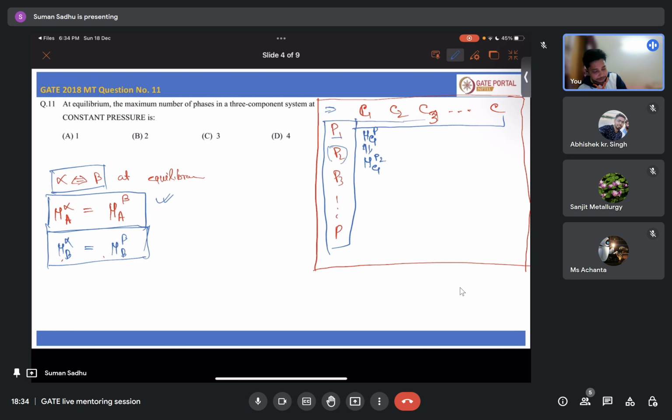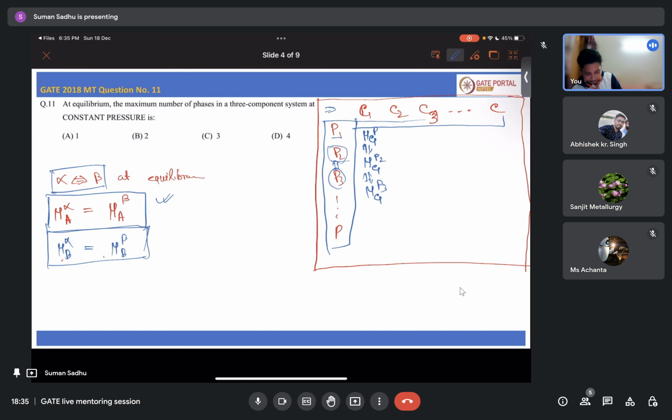Similarly, if phase 2 and phase 3 are at equilibrium, what will be the relation? If phase 2 and phase 3 are at equilibrium, then mu of component 1 in phase 2 will be equal to mu of component 1 in phase 3, right?